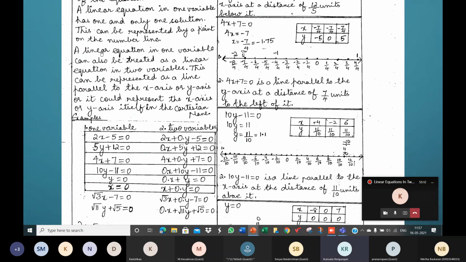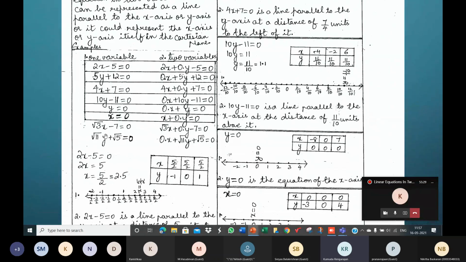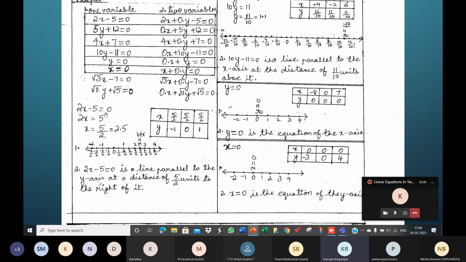Now, moving ahead, every linear equation in one variable can also be treated as a linear equation in two variables. A linear equation in one variable, what we just saw, can also be treated as a linear equation in two variables. If you treat the same equation as a linear equation in two variables x and y, let's see what happens.